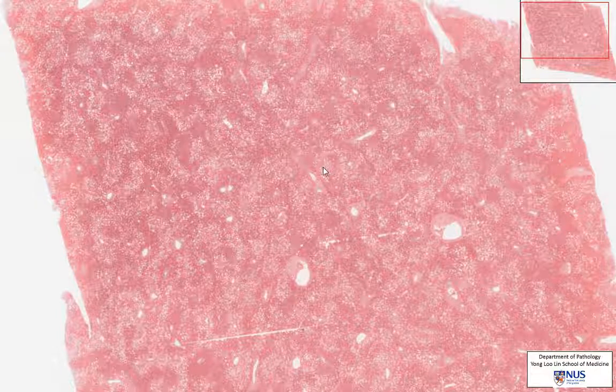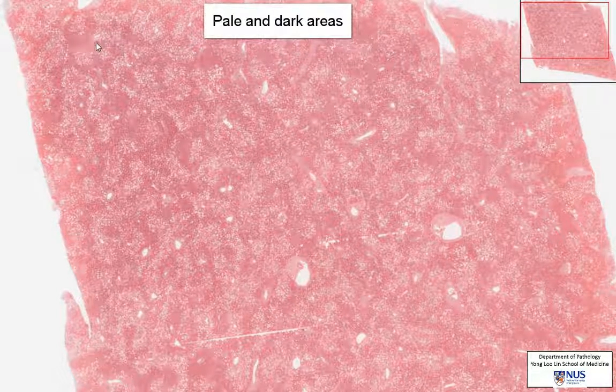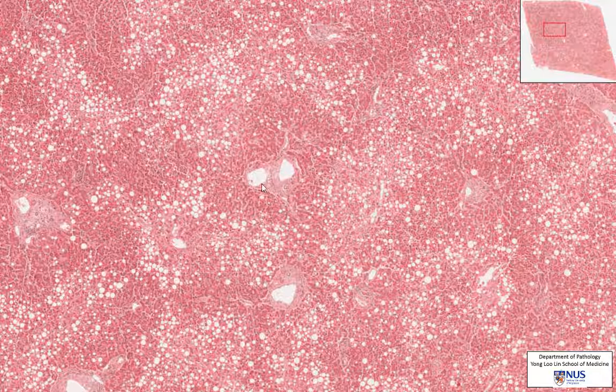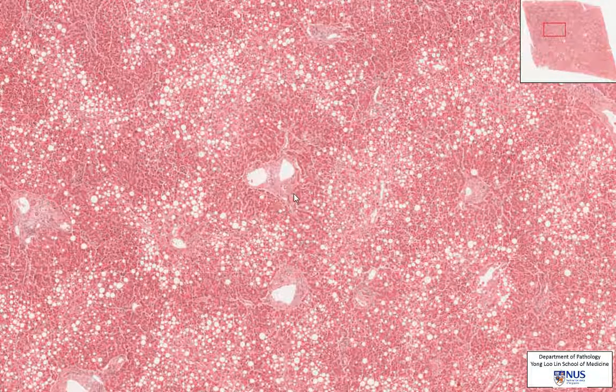This is a microscopic section of the liver, and we can see that at low power magnification there are alternating paler areas and darker pink areas. Let's zoom in to find out what's going on. So if you look at this, there is actually a portal tract in the center of this darker pink region.